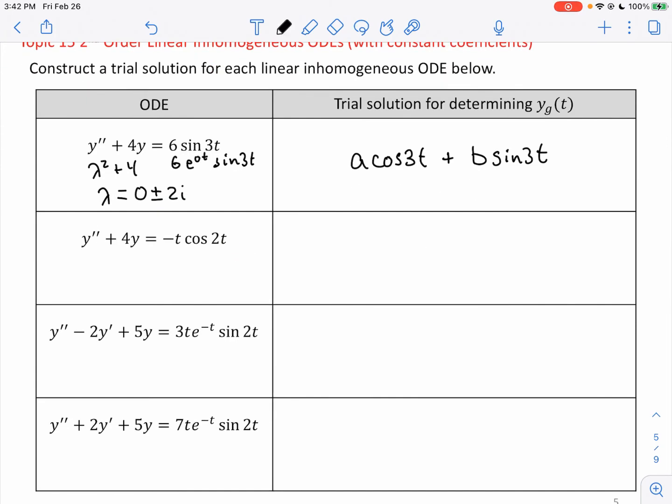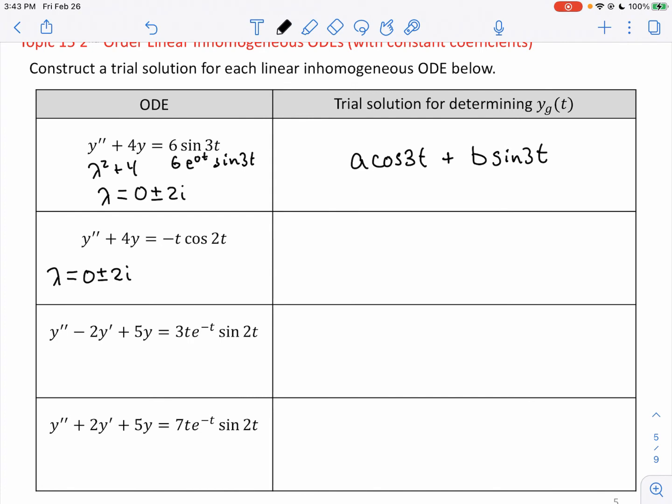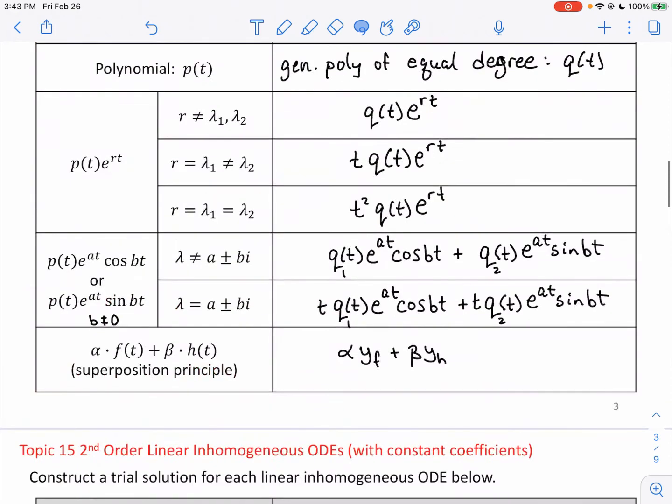Okay, the next one, y double prime plus 4y, so the same 2 roots of the characteristic polynomial, 0 plus or minus 2i. And this time we are going to get perfect matching, because you could rewrite our forcing function as negative t, so there's a polynomial, times e to the 0t times a cosine of 2t. Right, so our forcing function falls into this class right here. So now we just have to compare the a and b that we're seeing in the forcing function to the a and b of our lambdas.